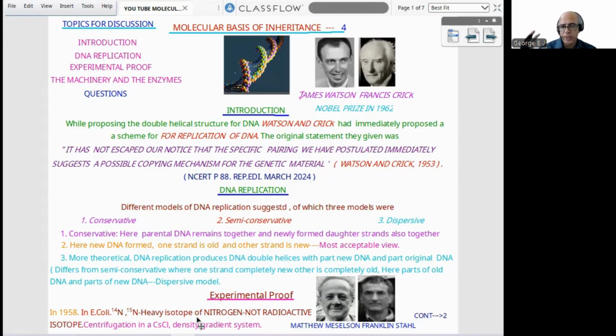Each experiment, what all is needed. Scientists: Matthew Meselson and Franklin Stahl. The first page, I think, is clear. We can continue with the experiment.